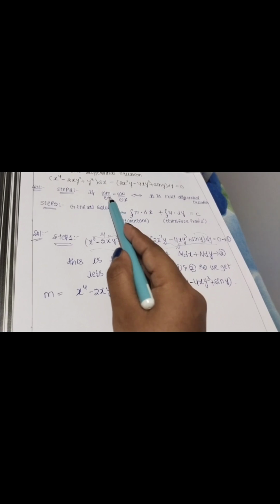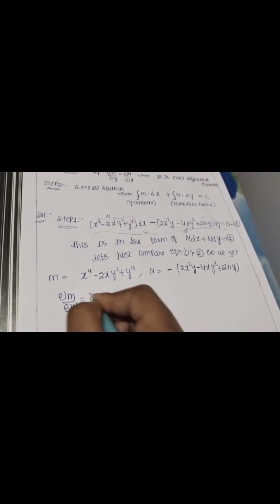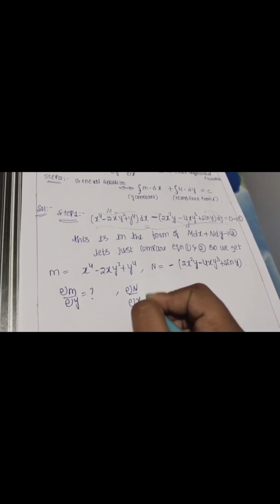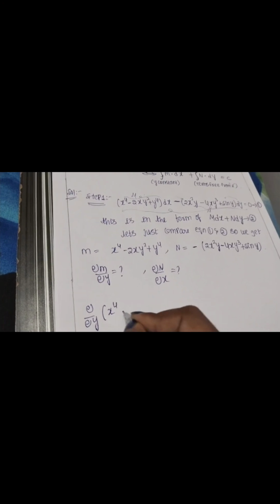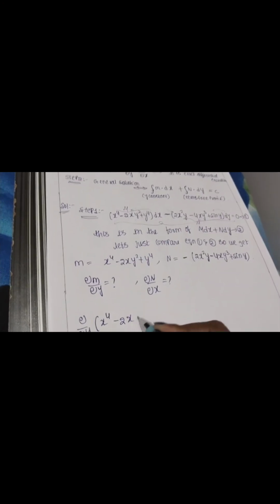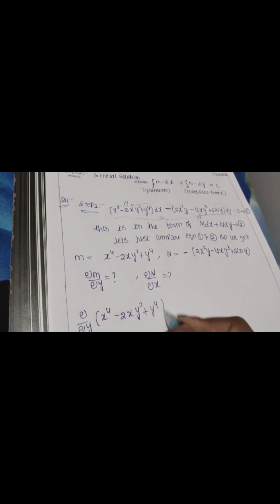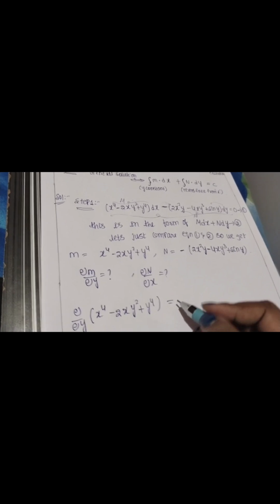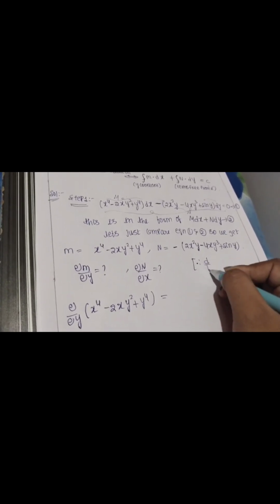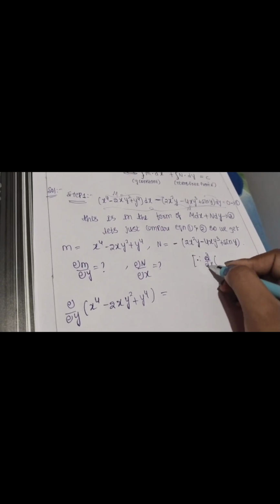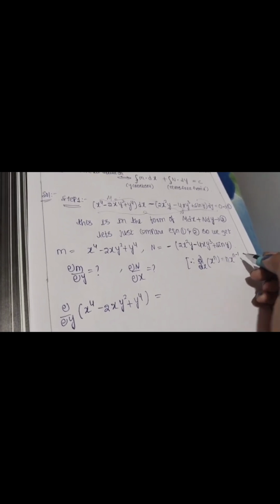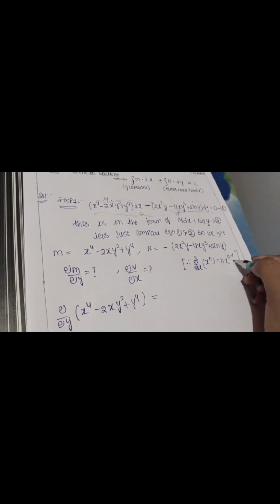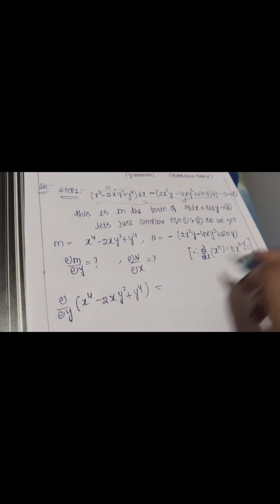Now let's find these terms. The step is to find dou by dou y of M. We know that d by dx, or dou by dou x, of x to the power n is n x to the power n minus 1. The inner derivative will be 1 again.